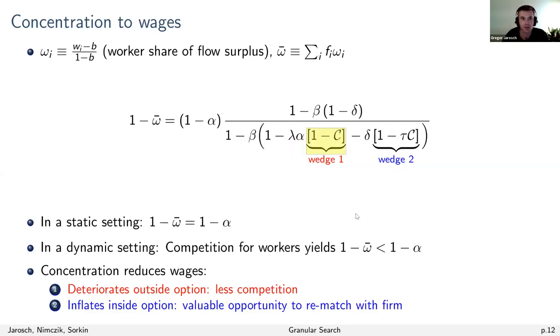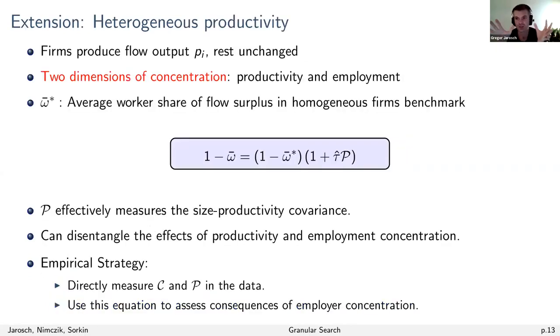Before I take this to the data, I'm going to briefly tell you how you can extend this to allow for firms that differ not only in terms of size, but also in terms of productivity. So assume now that firms produce some flow output that may differ across employers, and the rest of the setting is virtually unchanged.